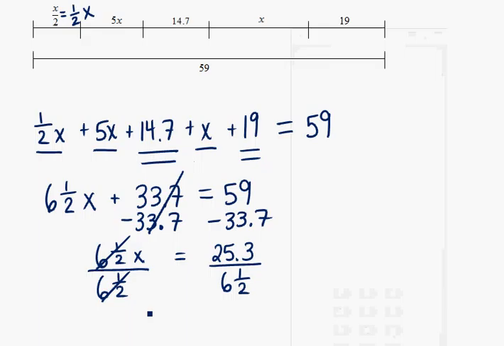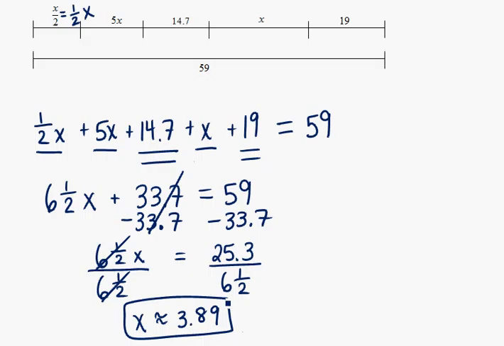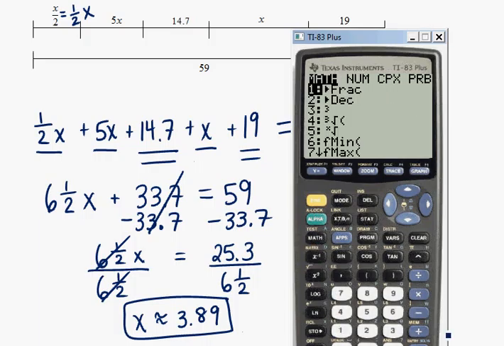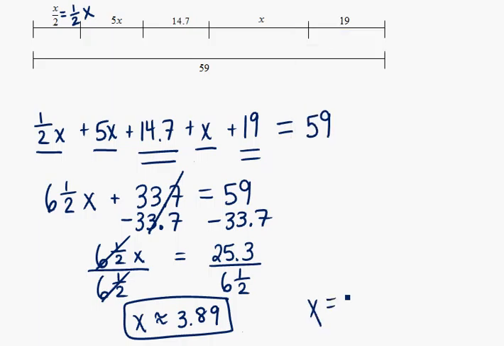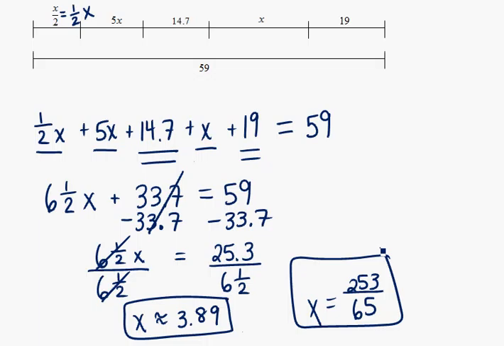I could say x is approximately equal to 3.89. What that means is if I substitute 3.89 into my original expression, I'll get something that equals something close to 59, but not exactly 59. If I want an exact answer, then I need to represent my answer as a fraction. That fraction is 253/65. If I take 253/65 and substitute that back in for x, then I will get a line segment that's exactly 59 units long. It's always best to try to use an exact answer when you can.